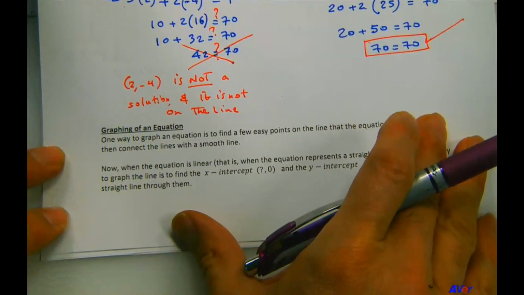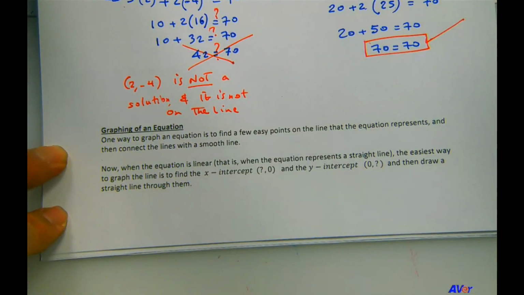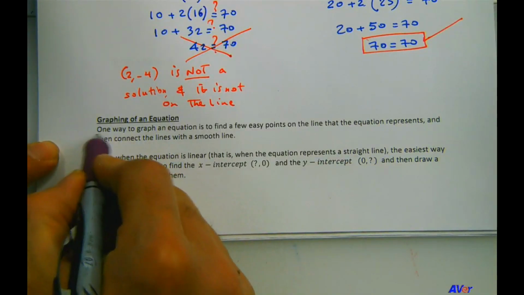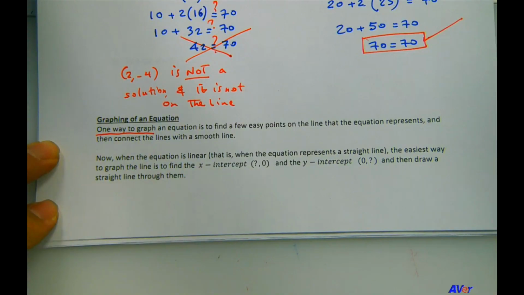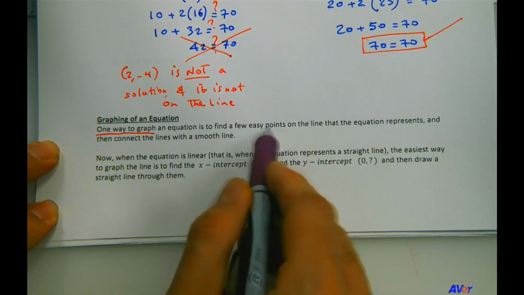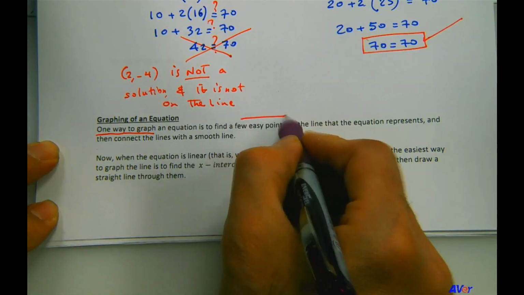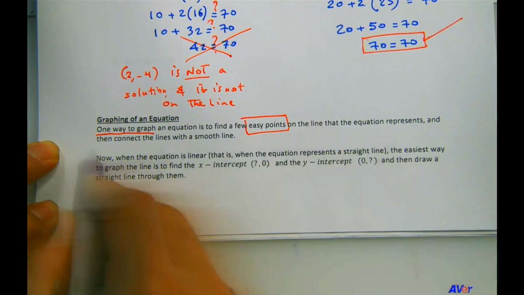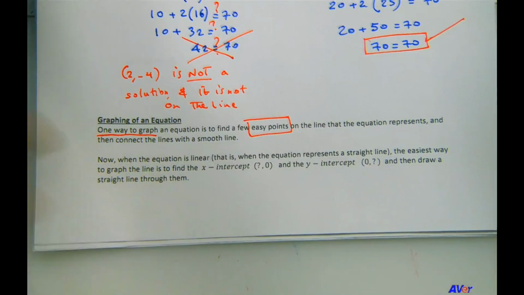Okay, so graphing of an equation is something we will do throughout this course. One way to graph an equation, that's one way, not the only way, but one way to graph an equation is to find a few easy points. Emphasis is easy points, right? On the line that the equation represents, and then connect the points with a smooth line.